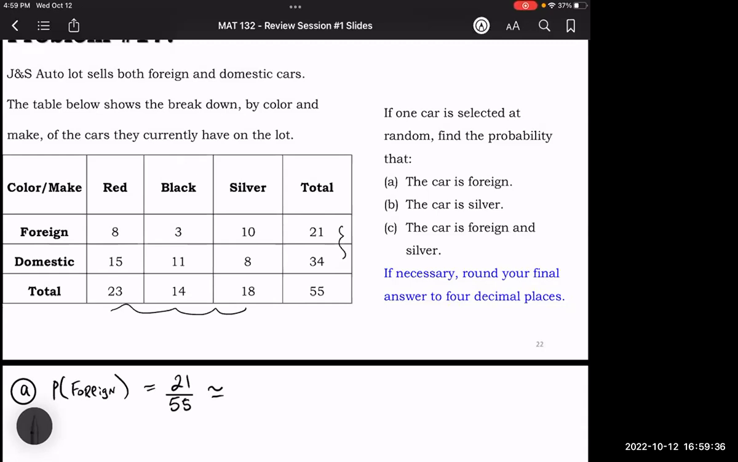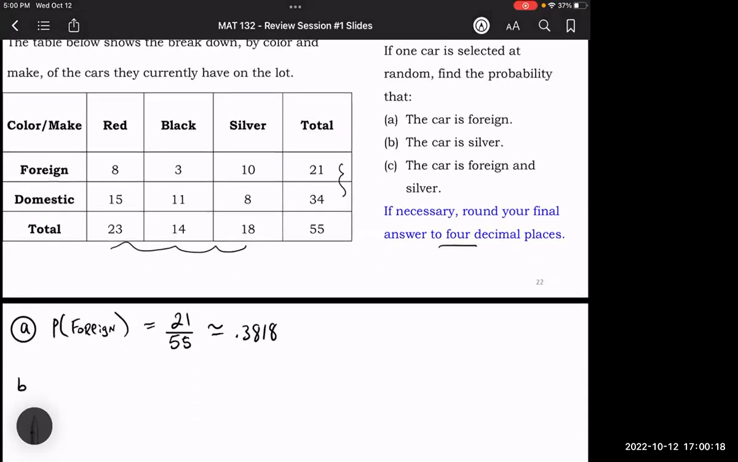What's 21 divided by 55? You have to do it to 4 decimals. 0.3818. And that's it. That's the probability of foreign. Okay, that's it.